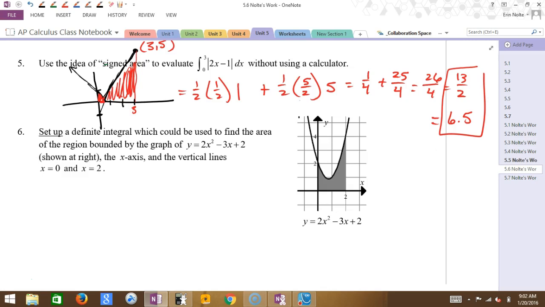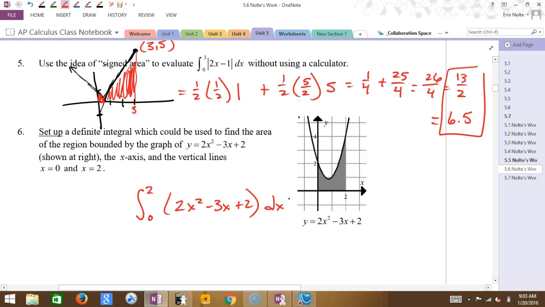Question number 6 is just asking you to set up the integral. It says we're going to use this function, 2x squared minus 3x plus 2. It's going to be bounded by the x-axis and the x values of 0 and 2. So what is my integral going to look like? The integral between 0 and 2 of the function 2x squared minus 3x plus 2 dx.